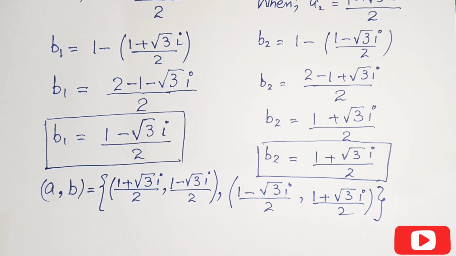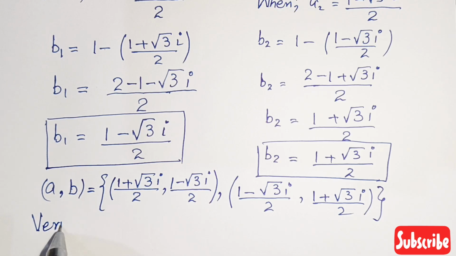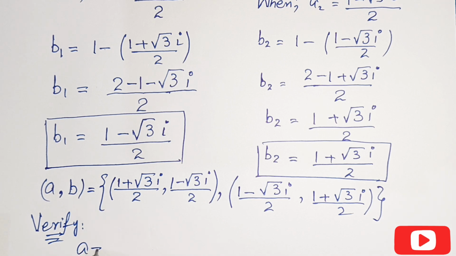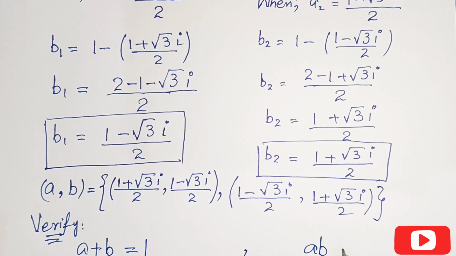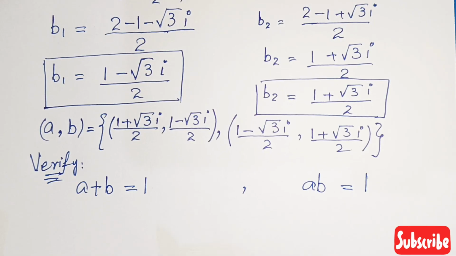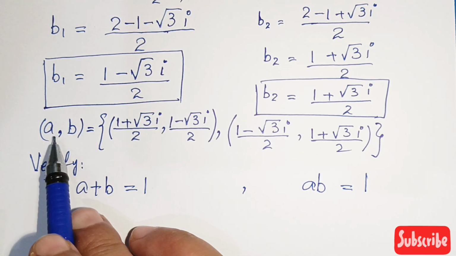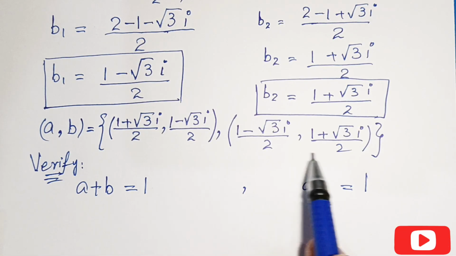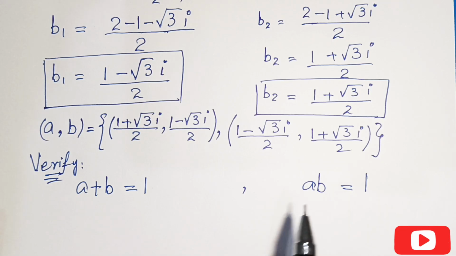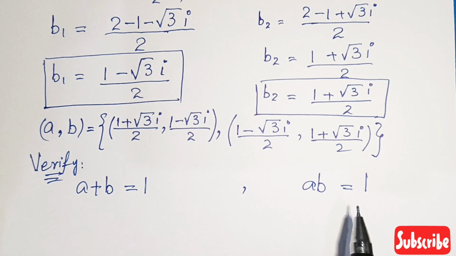Now we can verify our result here. For verification we have to recall our two equations. The first equation is a plus b is equal to 1, and our second equation is a times b is equal to 1. Now putting any pair of values, here we have the values of a and b, it is our first pair, it is our second pair. You can just verify by using any pair of values, and we will get the same result.